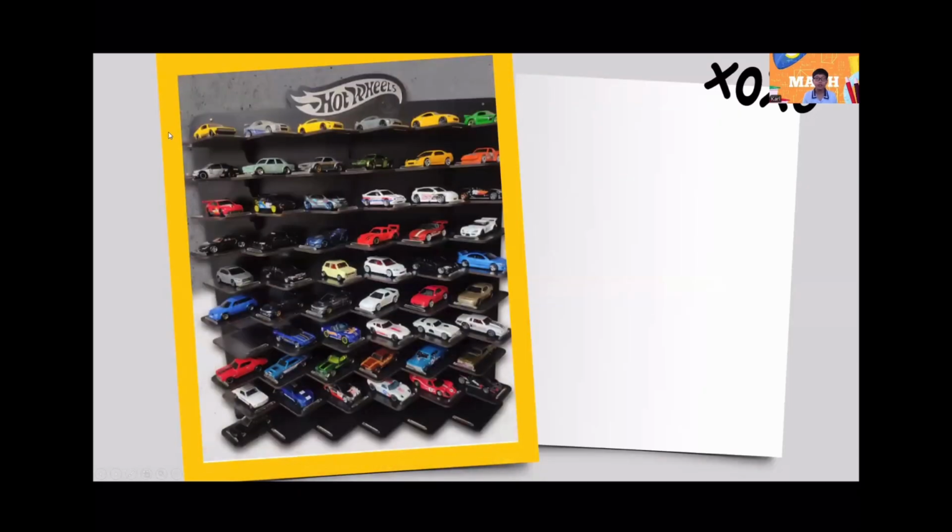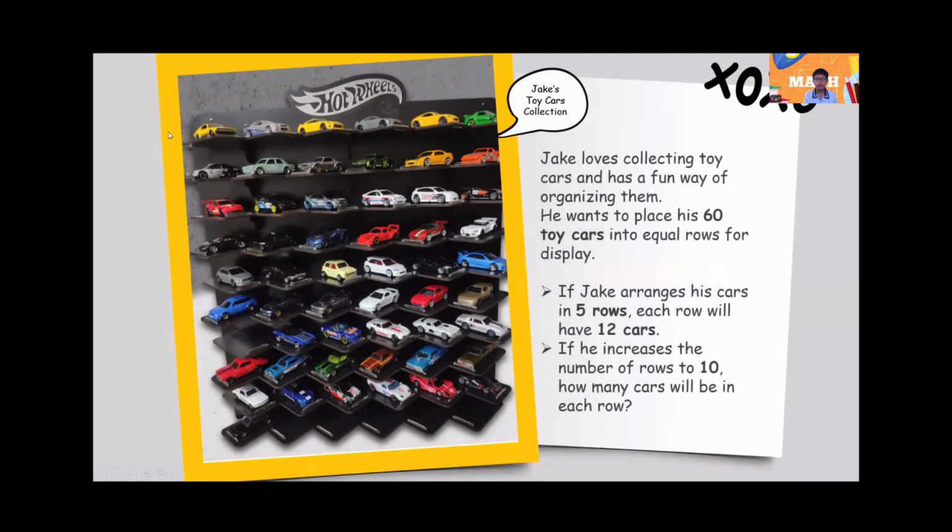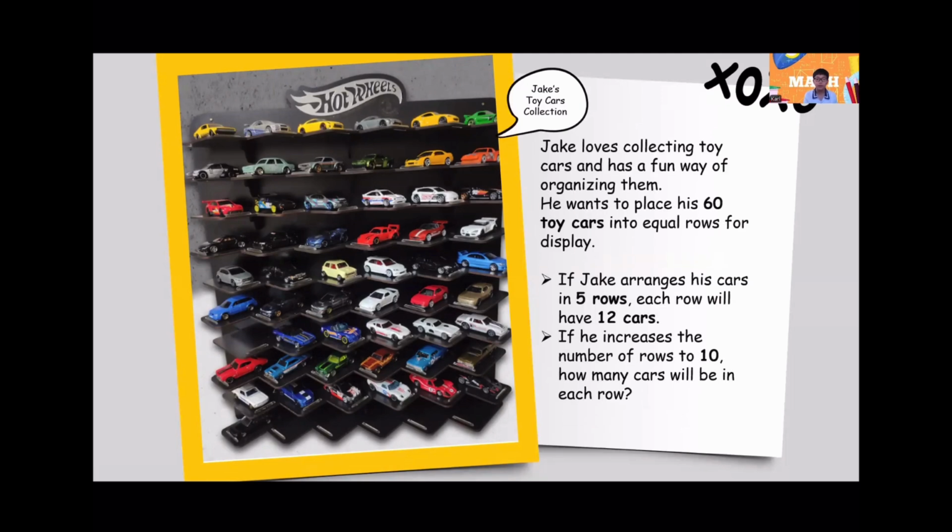Jake loves collecting toy cars and has a fun way of organizing them. He wants to place his 60 toy cars into equal rows for display. If Jake arranges his cars in 5 rows, each row will have 12 cars. If he increases the number of rows to 10, how many cars will be in each row? He notices that the more rows he makes, the fewer cars each row will have. A perfect example of inverse proportion.